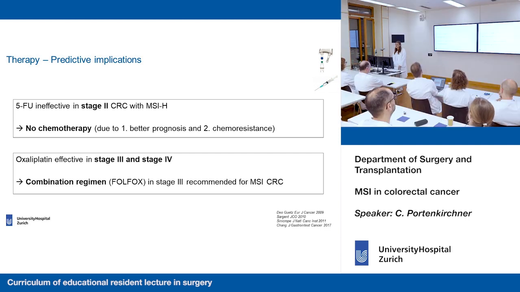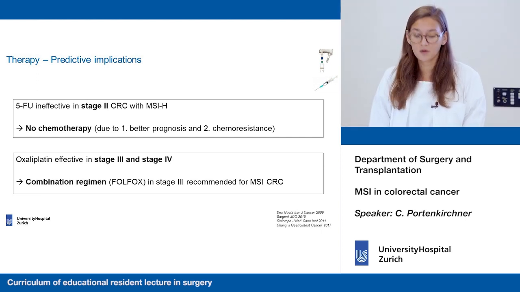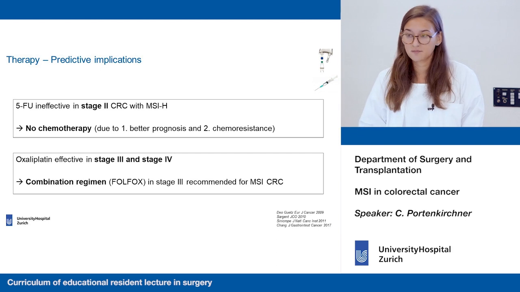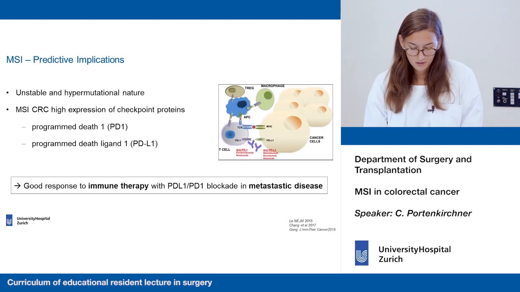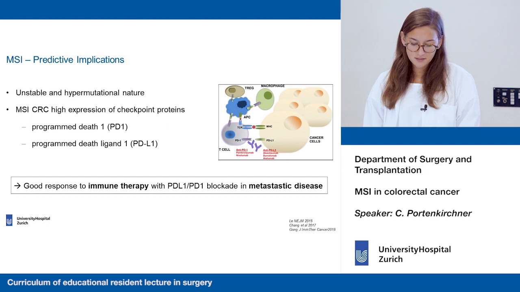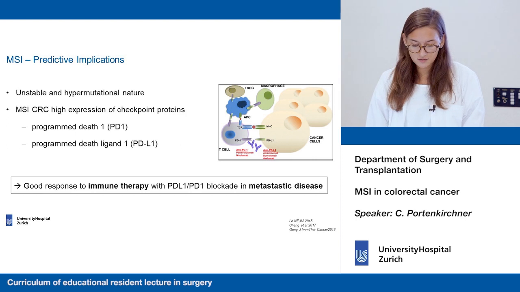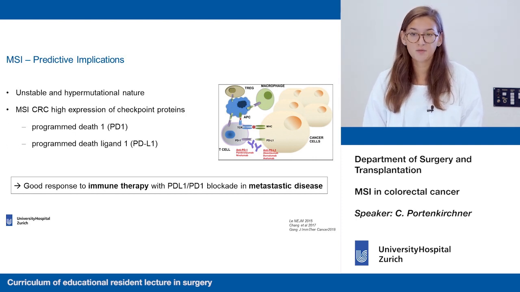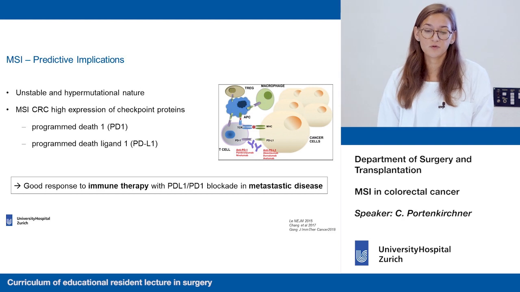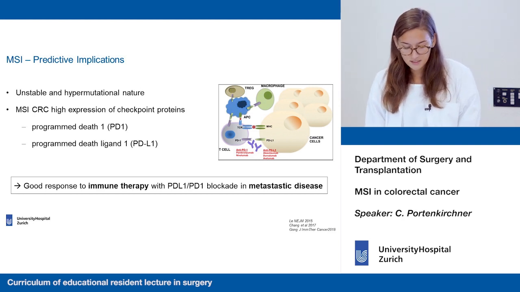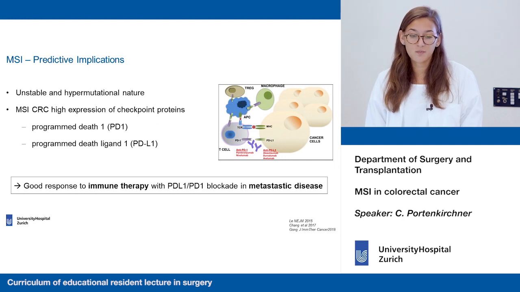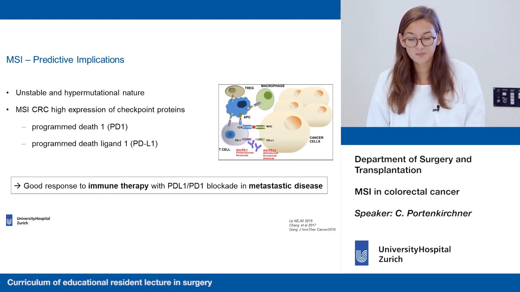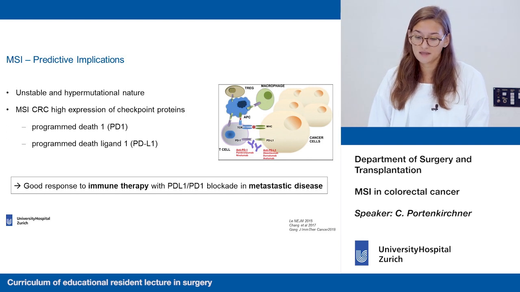There is only limited data provided so far, but nevertheless, knowing the MSI status of the patient may help the oncologist to draw a personalized, appropriate treatment plan. Due to the unstable, hypermethylated and hypermutational nature of colorectal cancer, these tumors tend to express higher levels of checkpoint proteins like programmed death and programmed death ligand. And this makes the MSI tumors more responsive to immune therapy with PD-1 blockade, especially in metastatic disease.